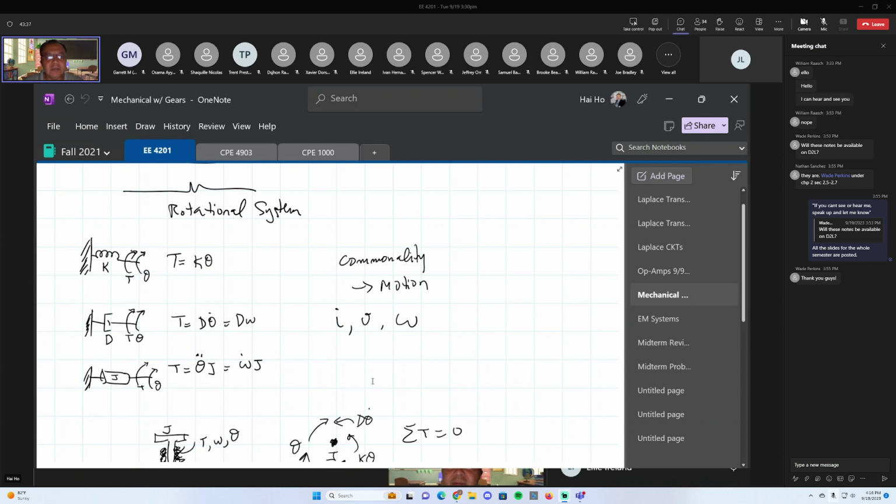Should I stick to these notes? Yeah. Since we're on it, let's continue here. Okay. So we've just moved from linear translational systems to more of a rotational movement, which is called a rotational system. Very similar, except the variables and the terminologies are different.